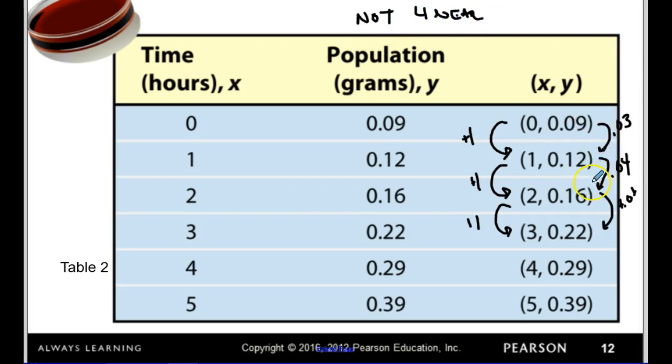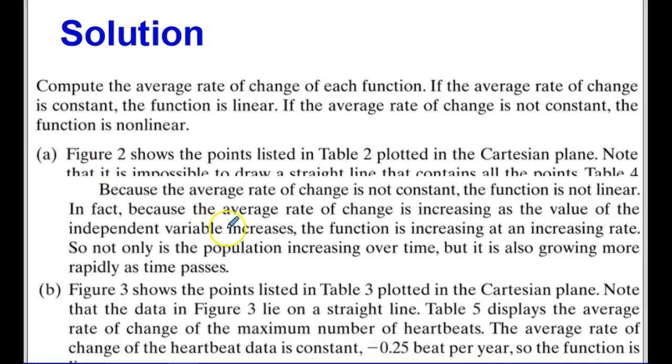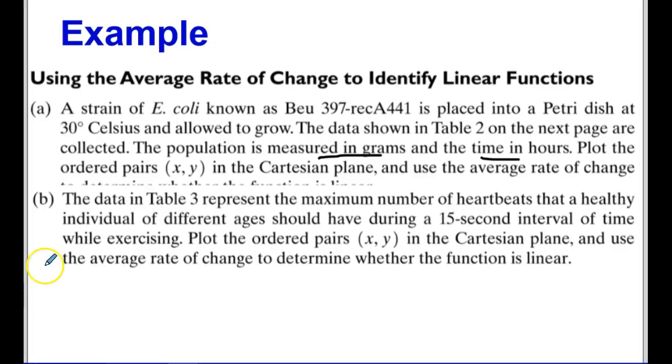Okay, and I always want to look at like 3 points to get my head around what's exactly happening. Okay, so we can also say that it is not linear. So now I also have this next example. So this data that we're going to look at is the maximum number of heartbeats of a healthy individual during a 15-second interval of time.